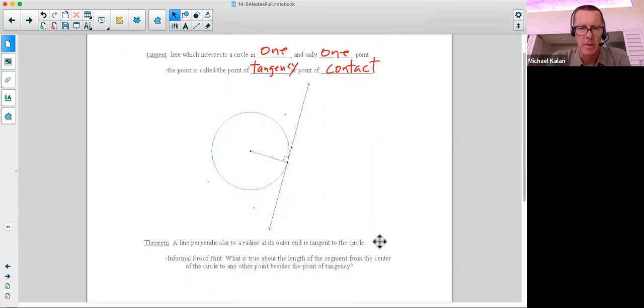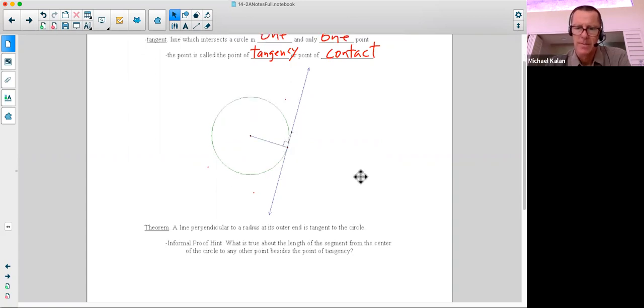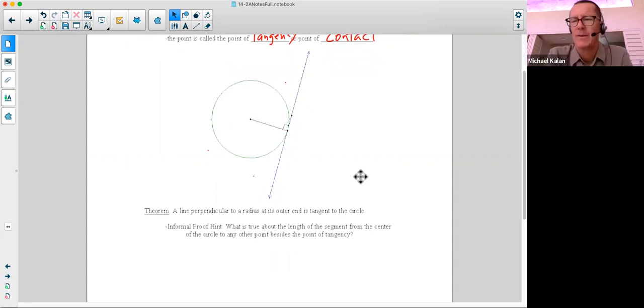Here we have a theorem that says a line perpendicular to a radius at its outer end, meaning on the circle, is tangent to the circle. And here is an informal proof hint for you. What is true about the length of the segment from the center of the circle to any other point besides the point of tangency?